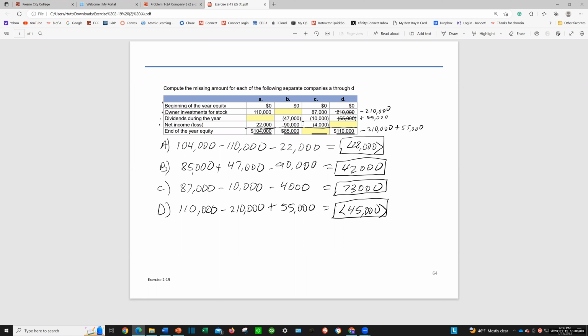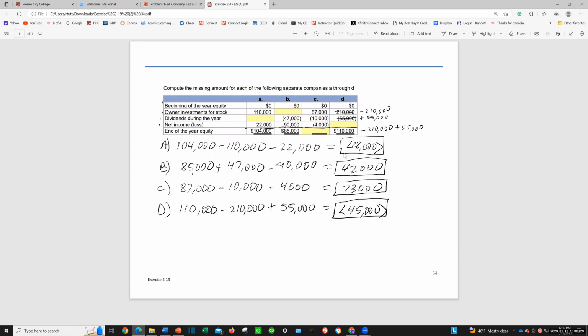On this one, we have 90,000. We've got to get rid of that 90,000. So we're going to go minus 90,000. If we do it on this side of the equation, we've got to do it on this side too. So that's why I put minus 90,000 here. Now, if we net all of these together, then we know that our owner investments is going to be 42,000. So we put that in there, right there.